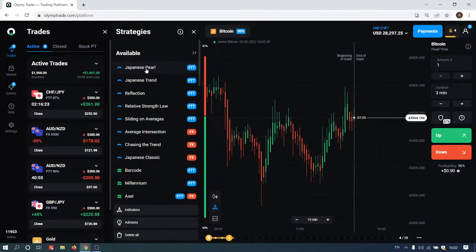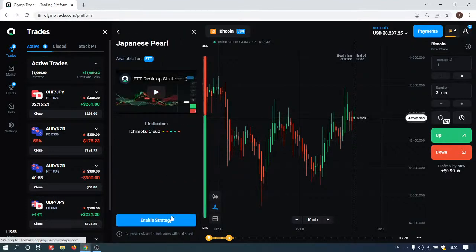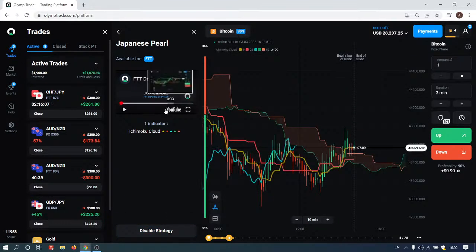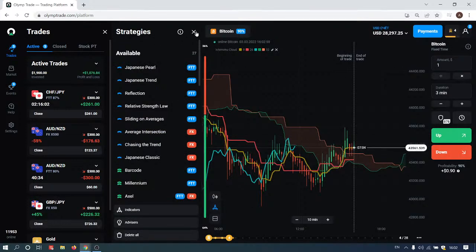So once again, here we go. Japanese Pearl stands on the first place. There is a brief video which explains how this strategy works, how you can apply it, and how you can find signals using this trading strategy. When you press the blue button which says enable strategy, the strategy gets enabled. It is as simple as that.